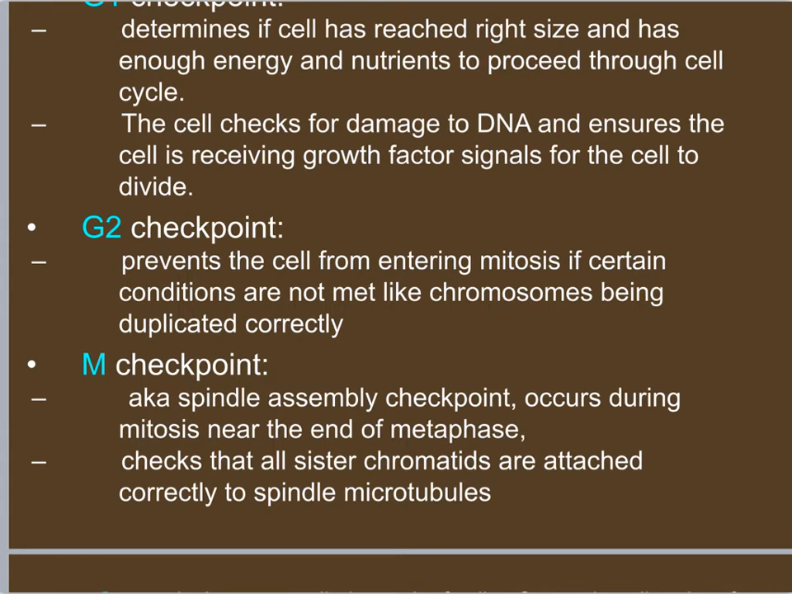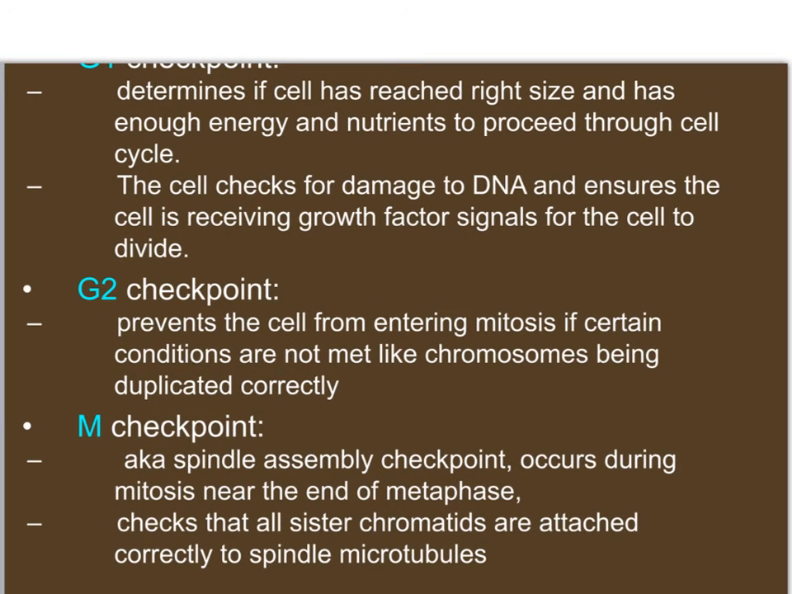So there's three main checkpoints. The first checkpoint is the G1 checkpoint. Guess what phase that is in? G1 of interphase. So this is before the cell even begins dividing. This determines if the cell is big enough, if it's reached the right size, and if the cell has enough energy and nutrients to go through the cell cycle. The cell will also check for damage to DNA and make sure that there's enough growth factor signals for the cell to divide. Then the G2 checkpoint, of course, occurs during the G2 phase of interphase.